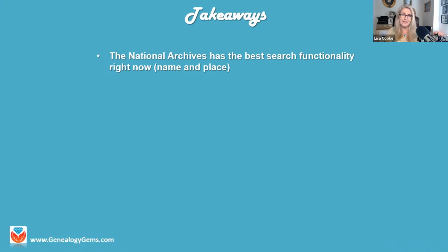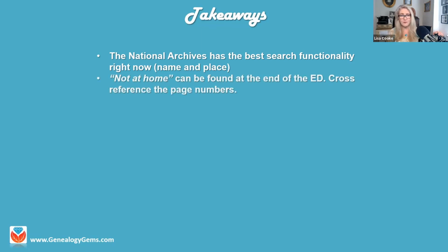So some of the takeaways I really hope you'll walk away with is that the National Archives right now has the best search functionality that's available to you. That will change and evolve as all the other genealogy sites finish their indexing through artificial intelligence, and then apply the volunteer program that FamilySearch is doing with real people looking and reviewing that. So right now, go to the National Archives and start there first.